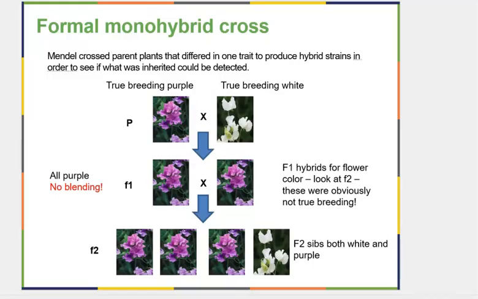Okay. Let's talk monohybrid cross. So, true breeding purple, let's say big P, big P, by little p, little p. All of these are going to be big P, little p. Right? And then all of a sudden, you're going to get a 3-to-1 ratio where there's going to be a white one.